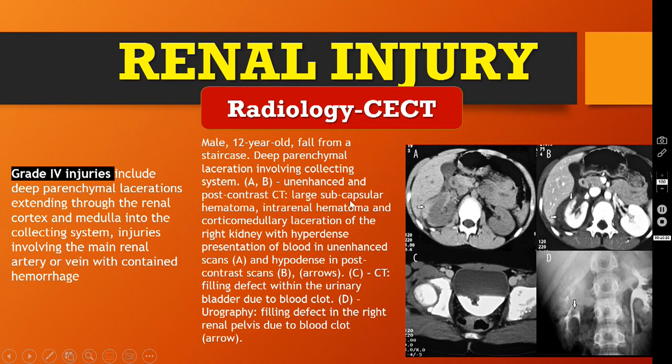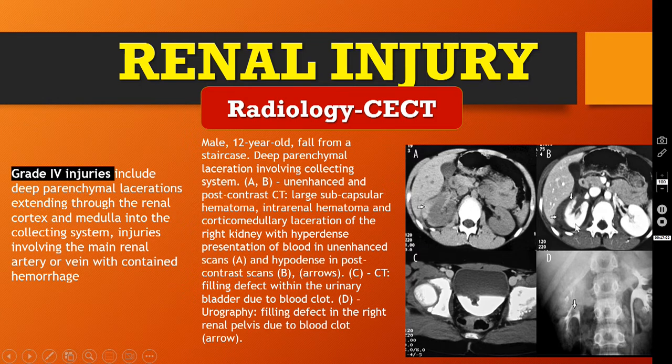It is showing a large subcapsular hematoma. See, this is the kidney involved, and you can see a large subcapsular hematoma here, and here also. Here also you are seeing large subcapsular hematoma, intrarenal hematoma, and corticomedullary laceration of the right kidney with hyperdense presentation of blood in the unenhanced scan. In the unenhanced scan, you can see the blood is hyperdense here.